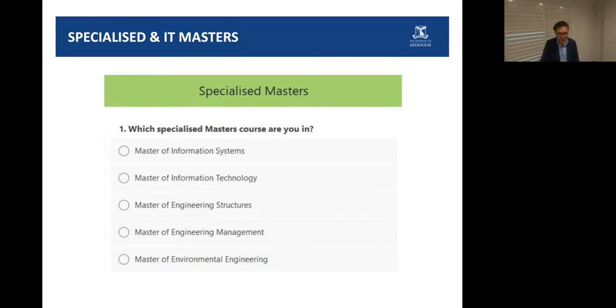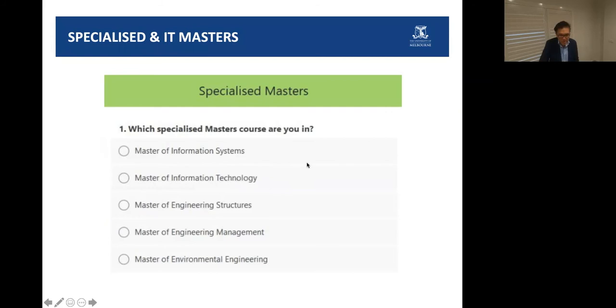In the Master of Information Technology, 56% of you are enrolled in that program. That's probably one of our most popular programs at the moment. Then Master of Information Systems, and we have a few enrolled in the Master of Engineering Structures, Engineering Management, Environmental Engineering, Computer Science, as well as Master of Energy Systems. Thank you for participating in that poll.